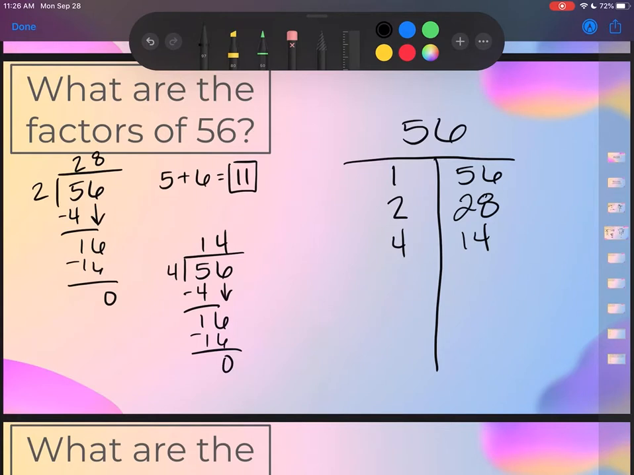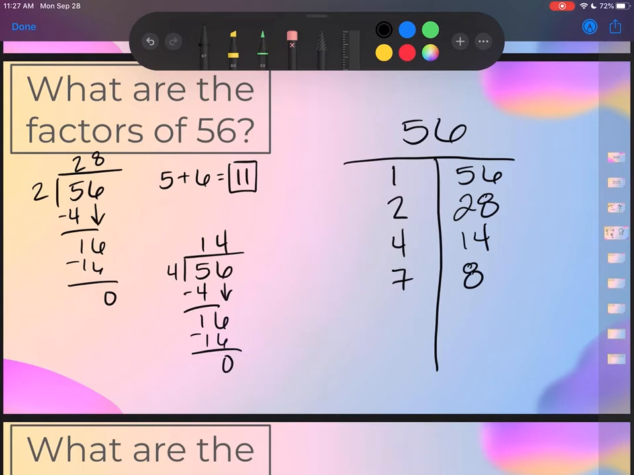Let's think about 7. Well, if I think about my multiples of 7, and you can use a multiplication chart to come up with these multiples too, right? Well, 7, 14, 21, 28, 35, 42, 49, 56, right? So when I look at that, that would be 7 times 8 is 56.